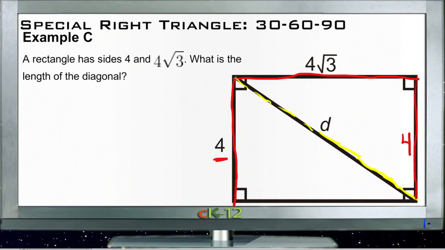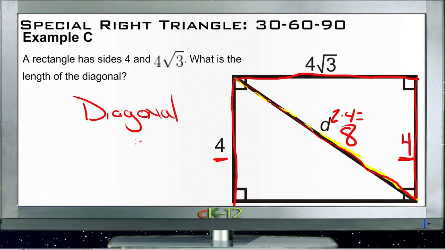Well, since D then makes up the hypotenuse of a 30, 60, 90 triangle, all we need to do is figure out what twice the short side is. And if the short side is 4, the long side then is 2 times 4, or 8 units. So the length of the diagonal is 8 units. Easy, easy. All done. That's all there is.